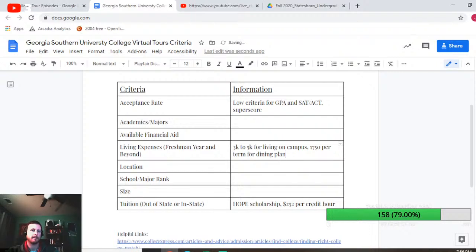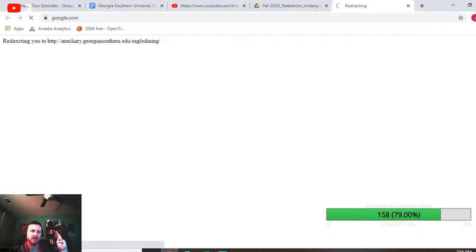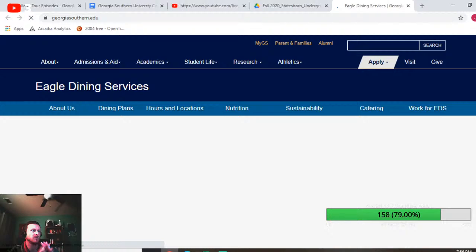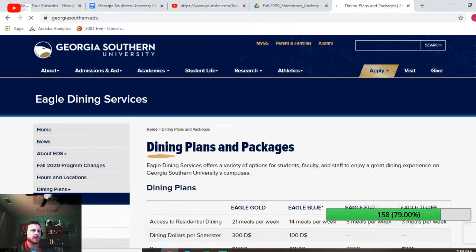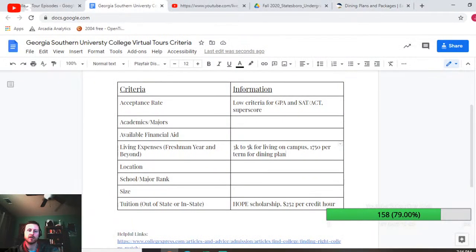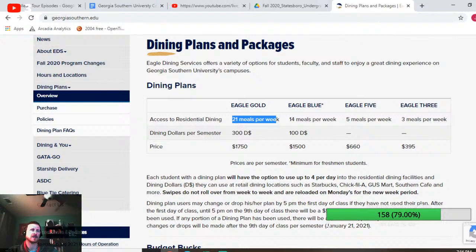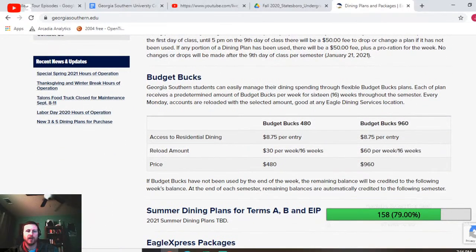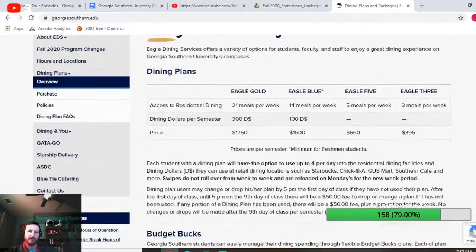Dining plan. It'll give you an idea of what this is. Let's take a look at this. It'll bring us to the right space. Okay, so let's look at dining plans. Let's see what they got. This is the only thing I'm not a huge fan of, but it is what it is. It's on a meals per week thing, 21 meals per week. That's 7 days a week, 3 meals a day, minimum for freshman students. It does have budget bucks, $8.75 per entry. You'll never eat $8.75 per go. You'd have to stay there for quite a while.